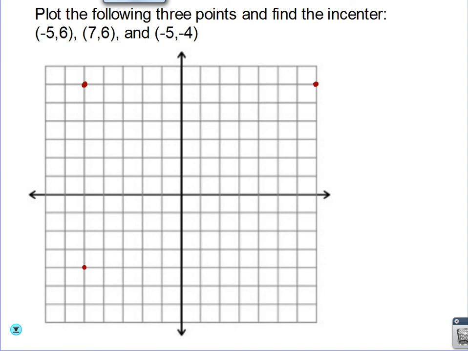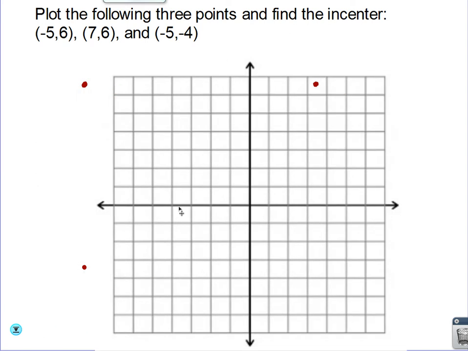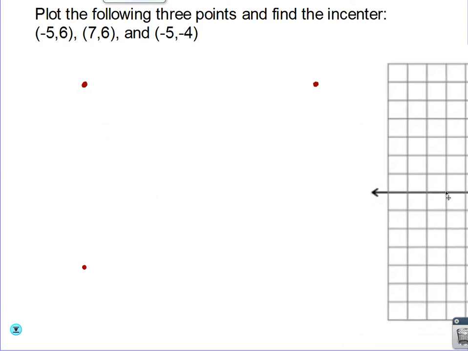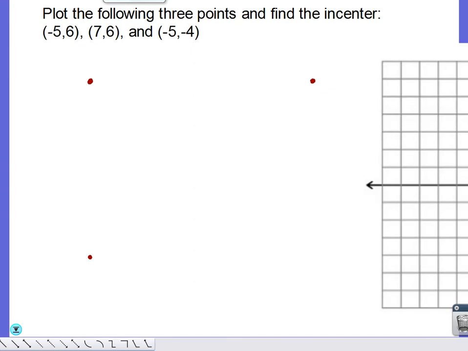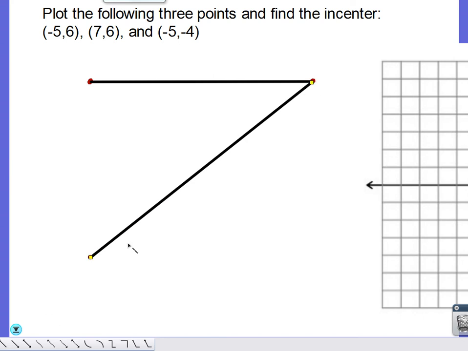I'm going to get rid of the graph paper, and maybe later I can bring the graph paper back, but for some reason it won't draw on top of it. So we'll try this. Connect it up. Okay, there's my triangle. And again, in order to find the incenter, I need to find the point where the three angle bisectors cross. Well, how in the world do we bisect an angle?